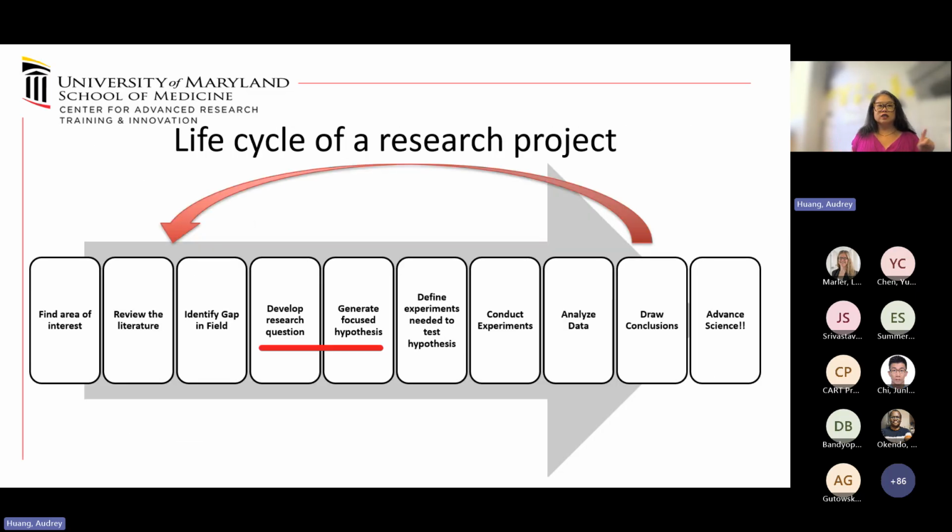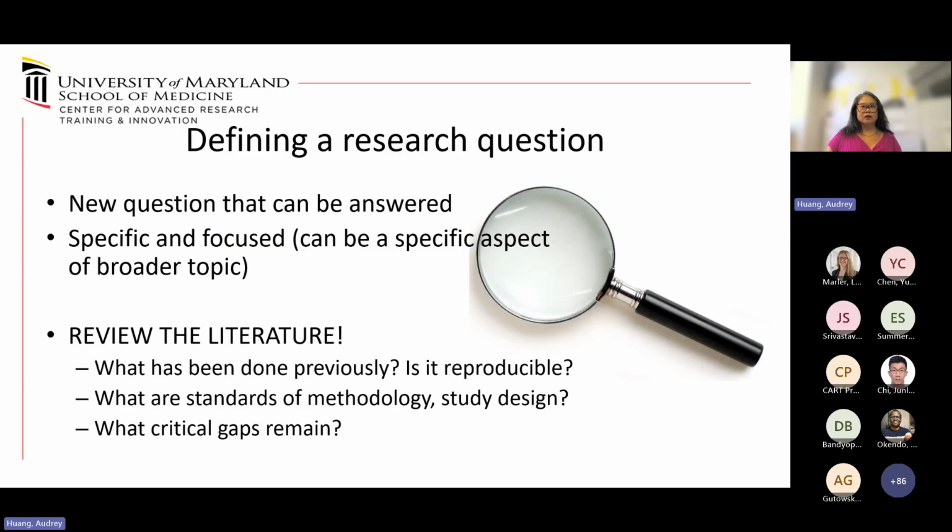Okay, so just getting back to the life cycle of the research project, we've reviewed the literature, or you think you've reviewed the literature, you think you've identified a gap in the field, you now want to develop a research question and generate a focused hypothesis, okay? So defining a research question, this has to be something that can be answered. And should be a new question, okay? It could be a specific aspect of a broader topic that's been worked on quite a bit, but it should be a new aspect that has not yet been looked into, or not yet been looked into in the way you want to look into it.